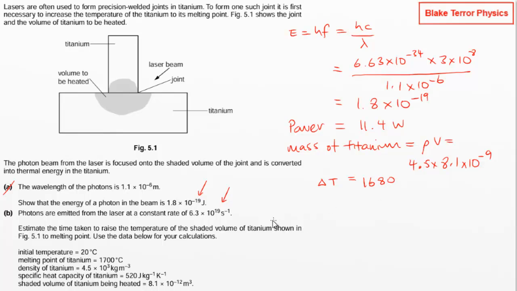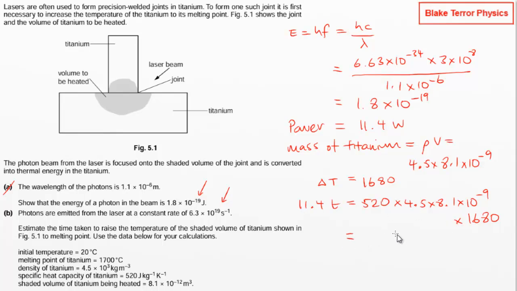So on all of this then, we're going to have our power times time is going to be equal to the, what have we got? Where's the heat capacity? I haven't used that yet. I'm doing an MC delta T on this. So 520, that's our heat capacity, multiplied by our mass, which is this 4.5 times 8.1 times 10 to the minus 9, and then times our change in temperature, which is 1680. So E equals MC delta T. We're just going back to our thermodynamics days on all of this.